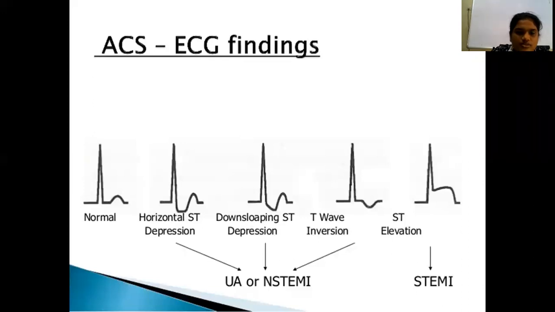Now we are able to see, right? This one is a normal one. Whereas in unstable angina, as I said, during the episode of angina, the patient may have ST segment depressions, horizontal ST segment depressions, and this one is the downsloping ST segment depressions, T wave inversions. Whereas in STEMI, we can be seeing the ST segment elevations.